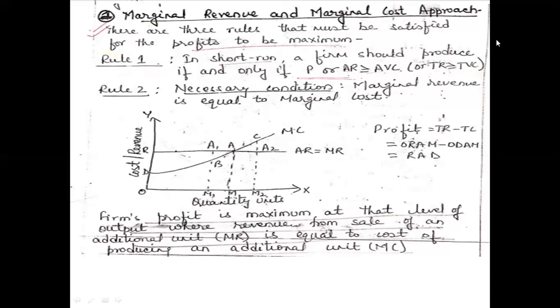We can see the profit over here, that is total revenue minus total cost, that is ORAM minus ODAM, that is RAD, which will be the total profit.